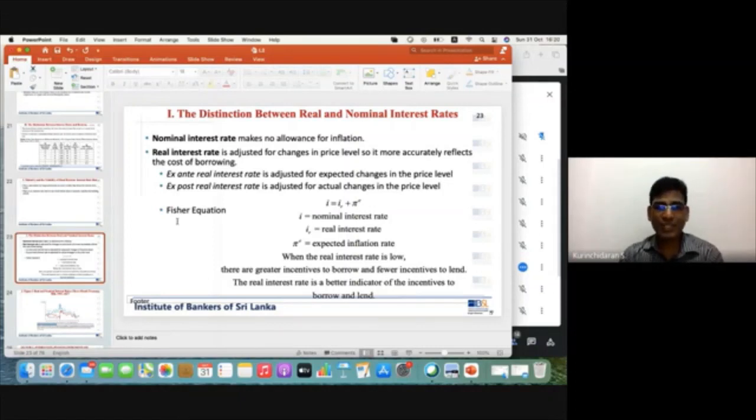Up to now, when you say interest rate, we assume that is the nominal interest rate. That means a monetary phenomenon. What is the interest rate you are going to give on fixed deposits? What is the interest rate you are going to give for treasury bonds? What is your coupon rate? Those are nominal interest rates.